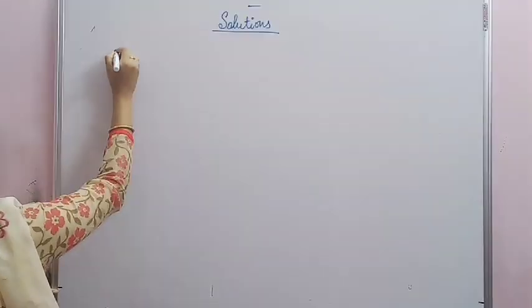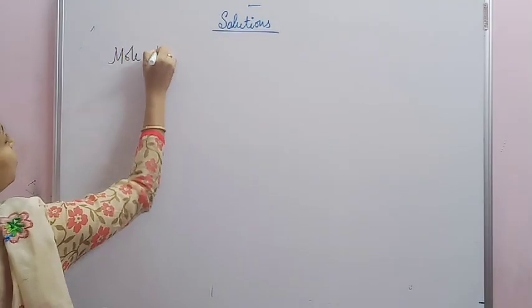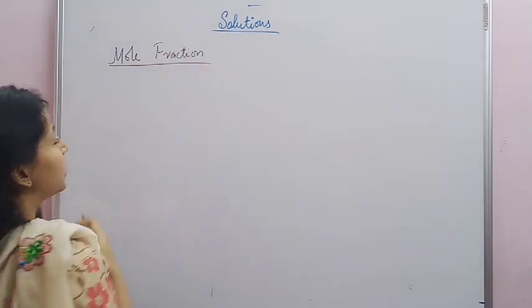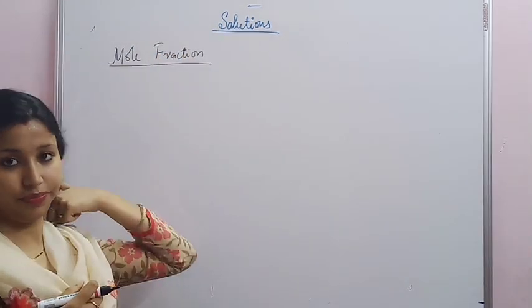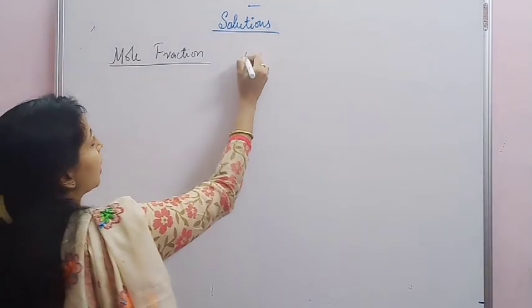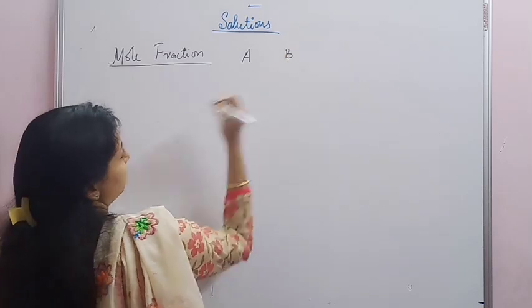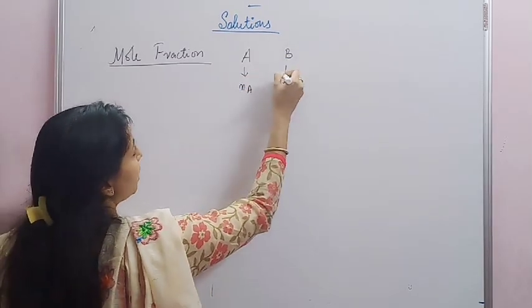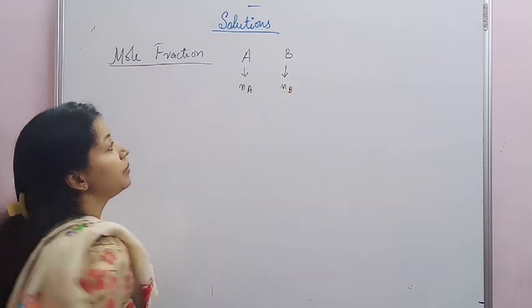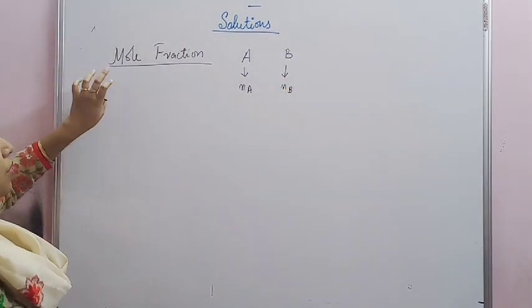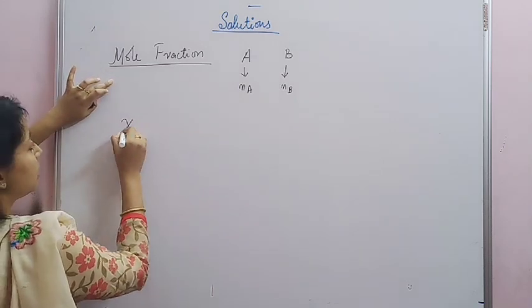Now, mole fraction. What is mole fraction? If you have a solution which consists of two components, A and B, let Na be the number of moles of A and Nb be the number of moles of B. Now, mole fraction is given by the symbol chi.